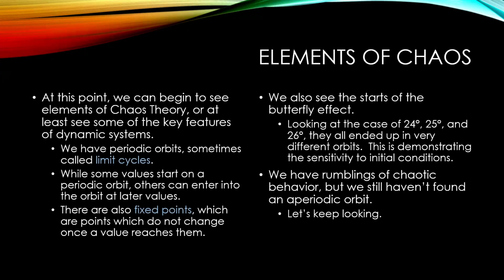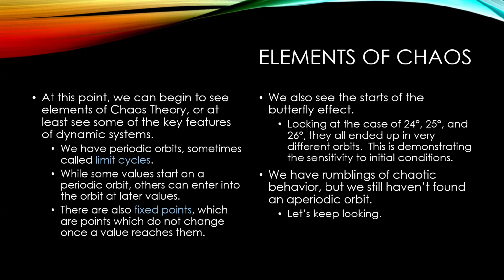And so at this point, we're starting to see some elements of chaos. We don't really have chaos yet, but we're getting there. And so at this point, let's see. We have periodic orbits, sometimes called limit cycles. While some values start on a periodic orbit, others can enter into an orbit at later values. We also have fixed points, which are points which do not change once a value reaches them. We also see the start of the butterfly effect. And so if you look at the case of 24 degrees, 25 degrees, and 26 degrees, they all end up in very different orbits. This is demonstrating the sensitivity to initial conditions.